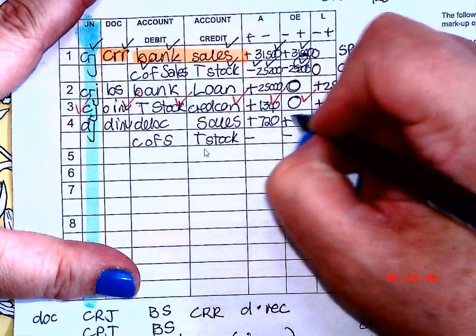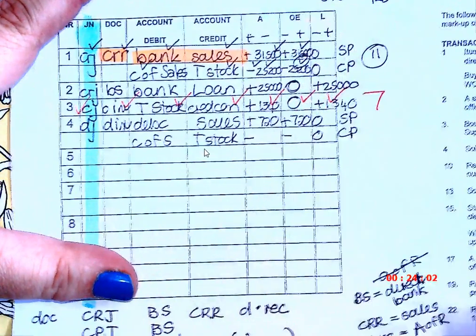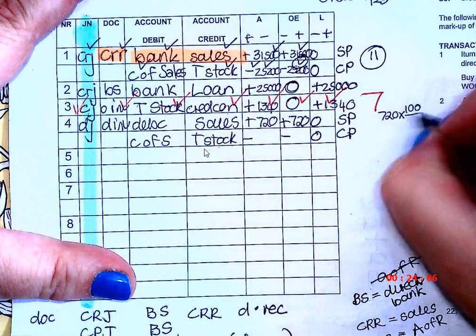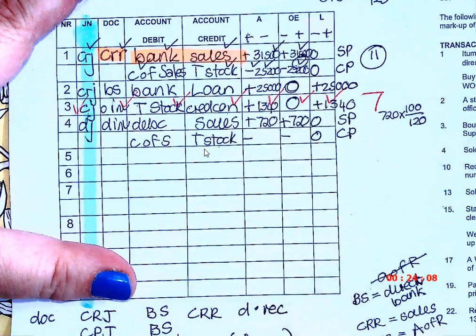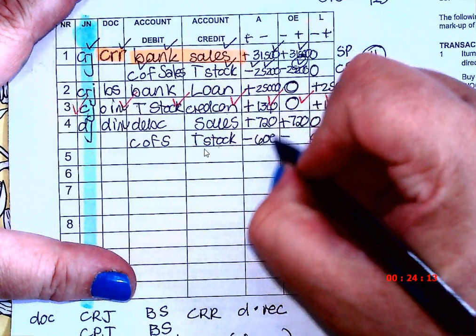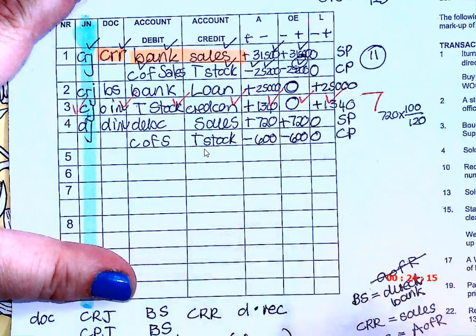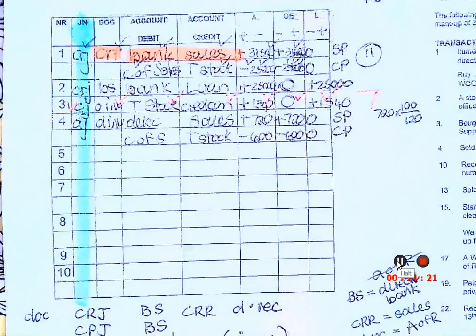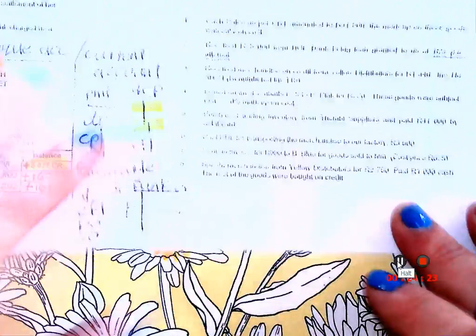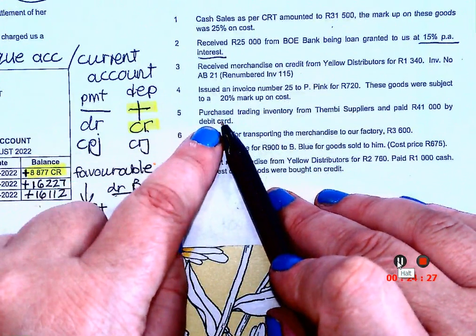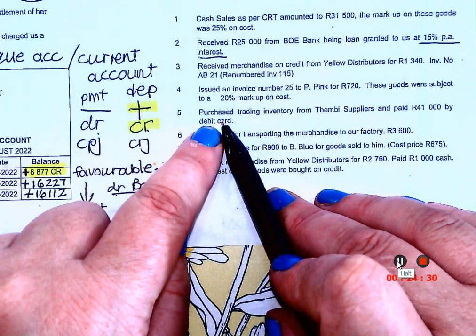So I'm going to say 720 times 100 over 120, and that gives me my cost is how much? 600. Can you see everything works? Next one. Next one they say, we purchased. So what's the two ways I can buy? CJ or CPJ, cash or credit.